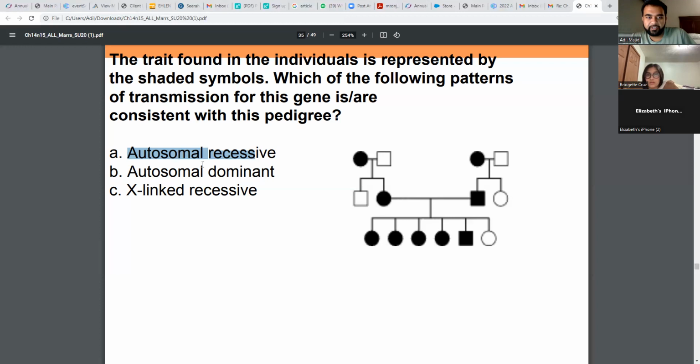The question is asking us to figure it out. It's saying, is it recessive? Is it dominant? Is it X-linked recessive? It's asking us to figure it out. So now what I'm telling you to figure it out, let's just assign values to it.